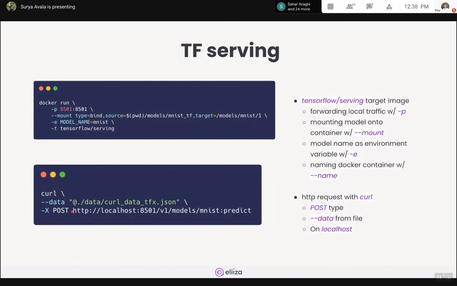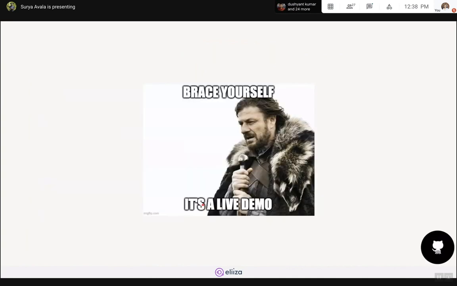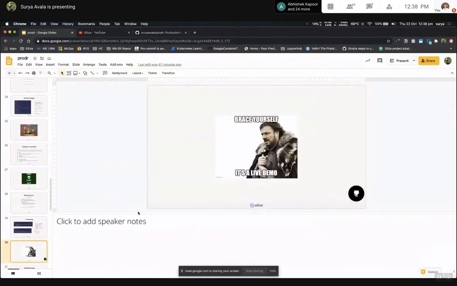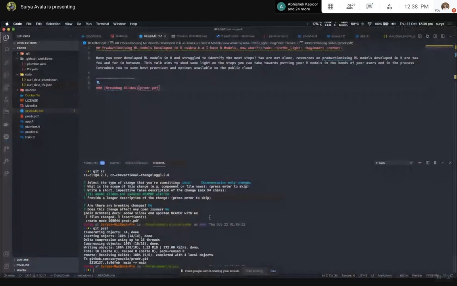As soon as we run the Docker image for TensorFlow Serving, we could start sending prediction requests to it by using this tool called curl, which is a command line utility on Unix systems, where we could send HTTP requests with the inference data. So let's see how these things would look in action. Let's do a live demo of these two approaches.